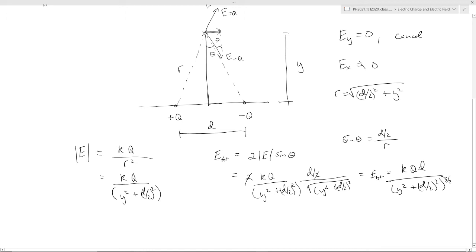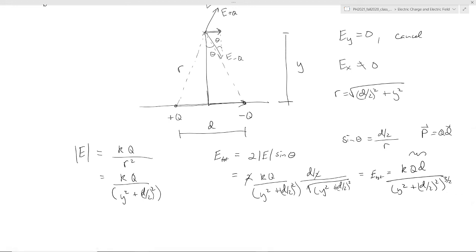And, you know, a couple things to note. Sometimes you can denote this as the dipole moment, sort of its own thing, where it's given by the magnitude of the charge times the separation vector. And the thing that I want you to recognize about that is that it's constant, right? You're not changing the distance between the charges.